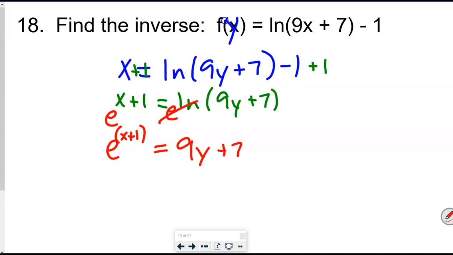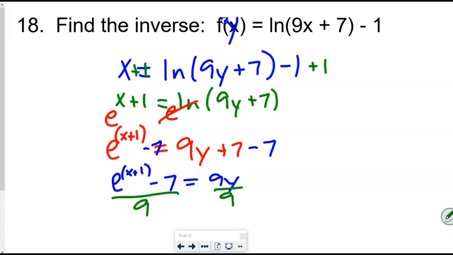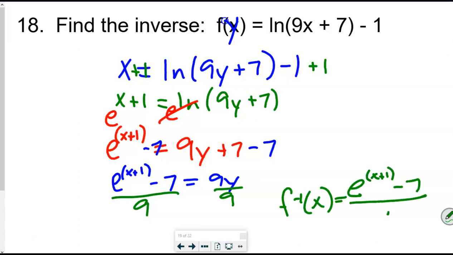So our next step would be what? Yes, subtract 7 from both sides. So now we have e to the x plus 1 minus 7 is equal to 9y, and our last step would be what? Yes, divide by 9. So our answer is going to be f to the negative 1 of x, that's the inverse, is e to the x plus 1 minus 7 all over 9.